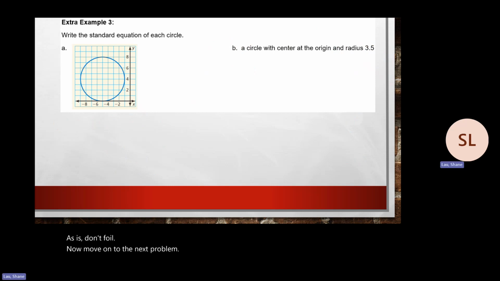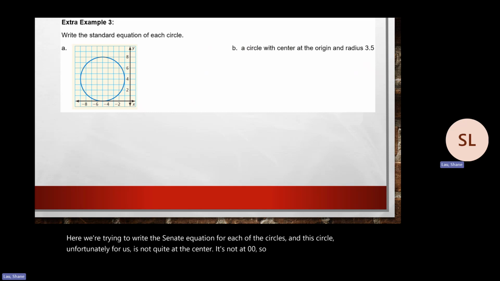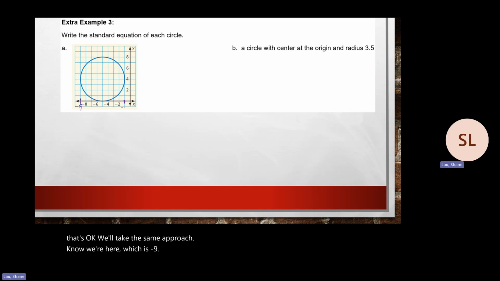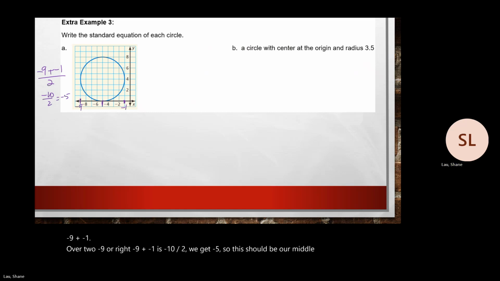Here we're trying to write the standard equation for each of the circles. And this circle, unfortunately for us, is not centered at 0, 0, so it's a little bit of a bummer, but that's okay. We'll take the same approach. We know we're here, which is -9, and we go all the way up to here, which is -1. We'll find the middle point between the two. So -9 plus -1 over 2. -9 plus -1 is -10, divided by 2, we get -5. So this should be our middle point, which is our -5.